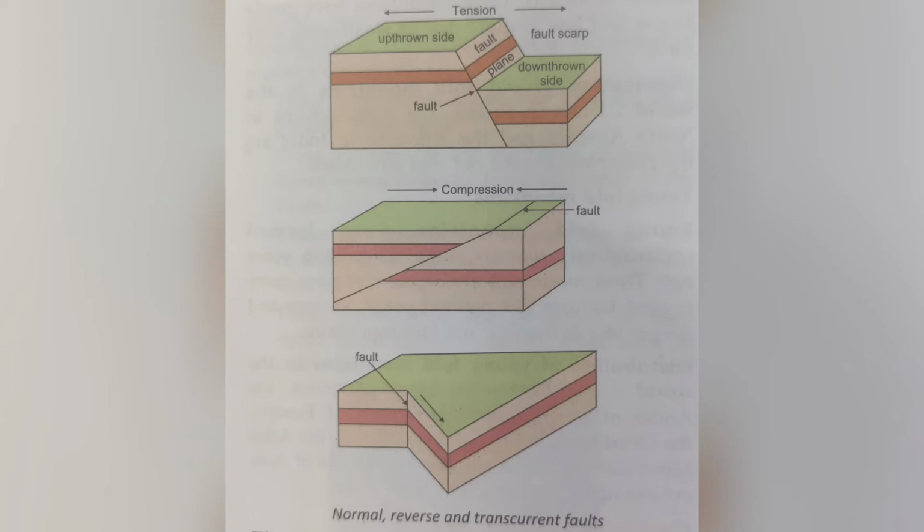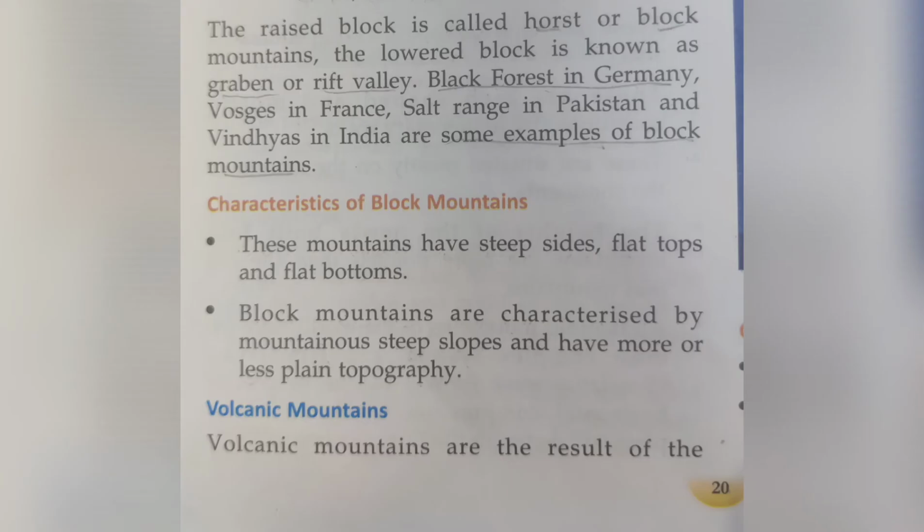Here is the figure explaining the block mountain: the upside and the downside, the tension that occurs, fault planes, the fault and the fault scarp, where one place becomes down and another up. Compression takes place on the upper side, and a fault takes place along the line in the second figure. In the third figure we see the fault. What happens? Normal, reverse and transcurrent faults.